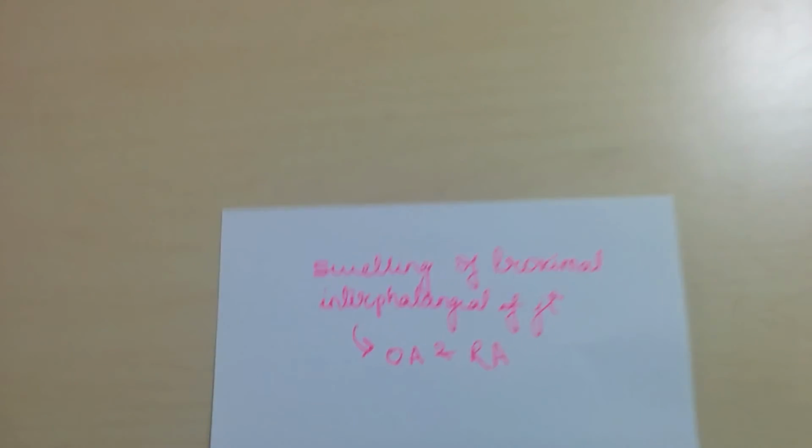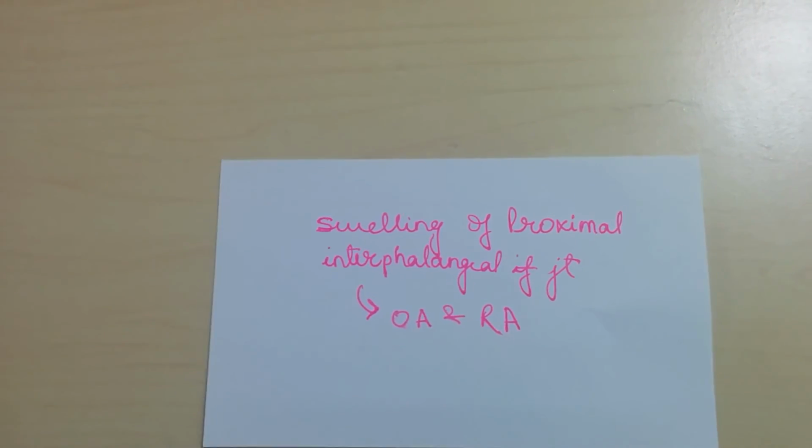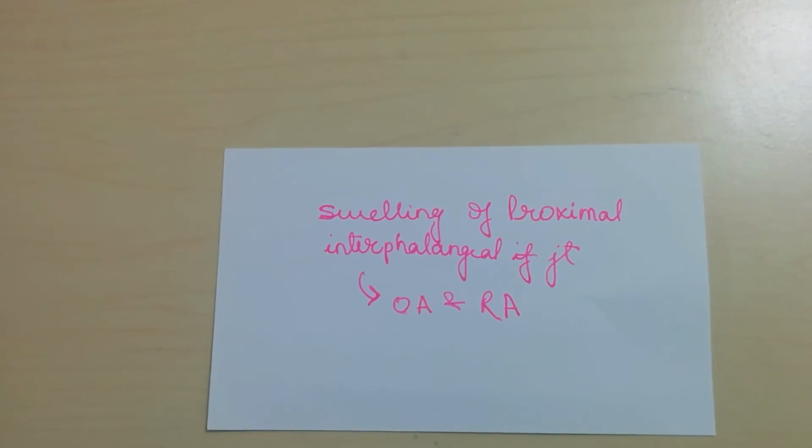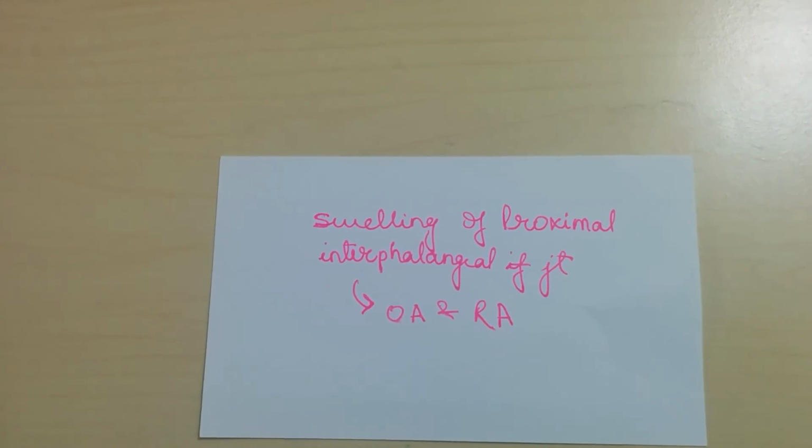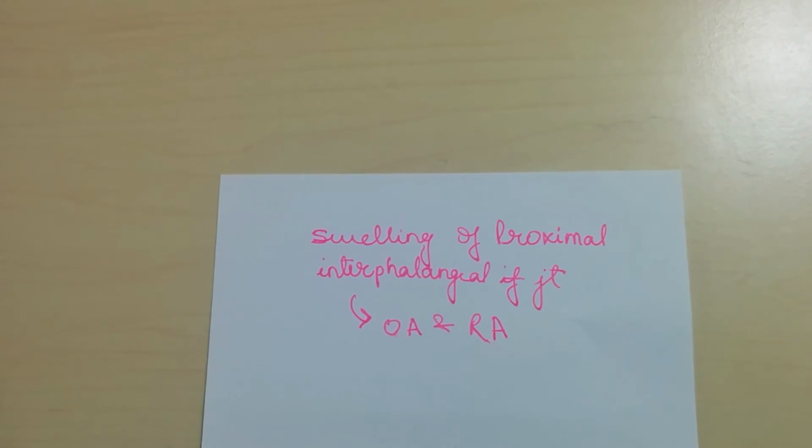Next, what are Bouchard nodules? Bouchard nodules are swelling of the proximal interphalangeal joints, which are present in both osteoarthritis and rheumatoid arthritis. So Bouchard nodules are present in both OA and RA, with proximal interphalangeal joint swelling.